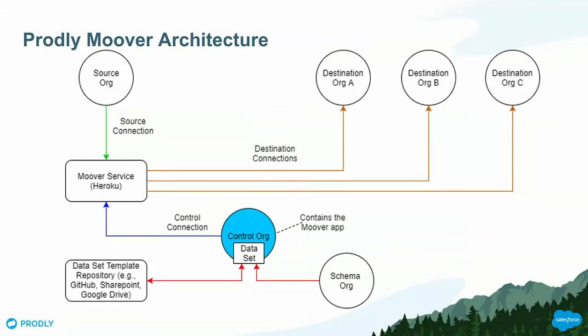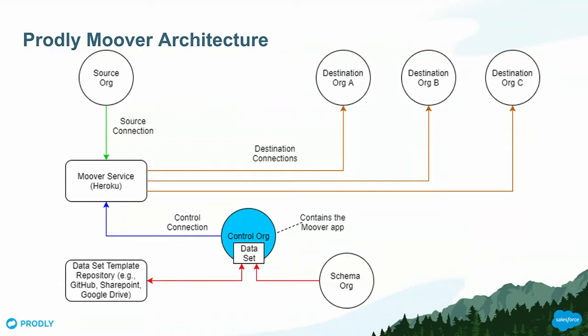So a little bit under the hood of that green box that is Prodly Moover, we have Prodly Moover installed in what we call a control org, and the first thing we do is we configure a data set. The data set basically tells us about the structure of the data we want to copy, the relationships it has, and how we want that copy to take place. That data set is then used by the Moover service on Heroku to get the data from the source org and then copy it to one or many feature development orgs, destination orgs.